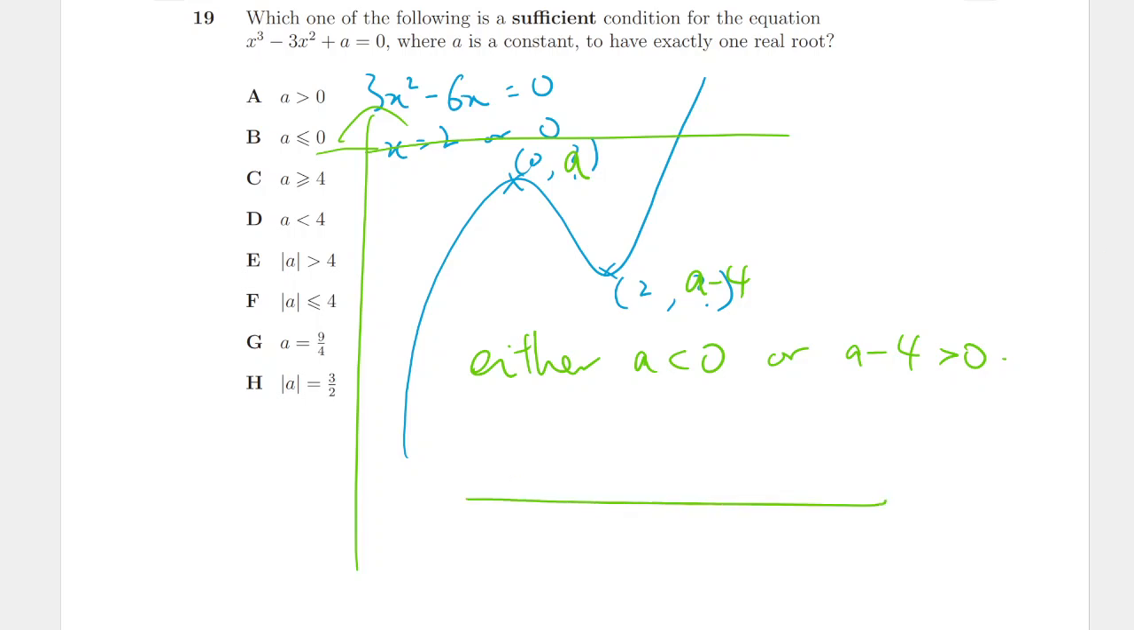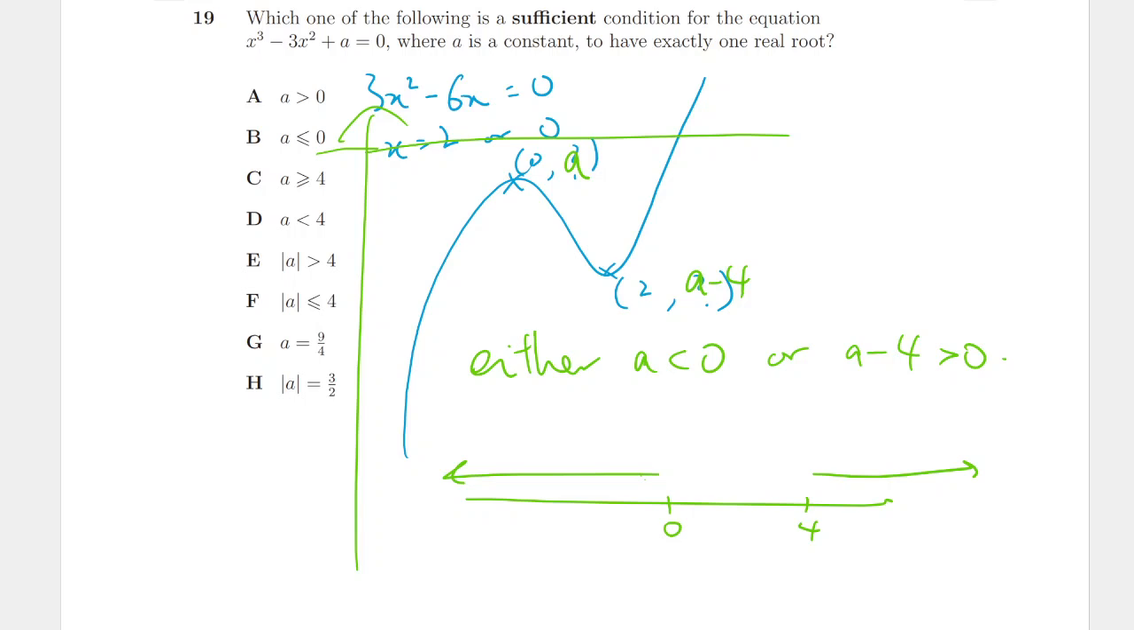So I can take a number line: either a less than 0 or a greater than 4, like this. Right? Okay. And then you see, well, none of the options are this pair of inequalities, right? But don't panic, because I want a sufficient condition. I don't need the exact condition. I just need a sufficient condition. I don't need a necessary condition, right?